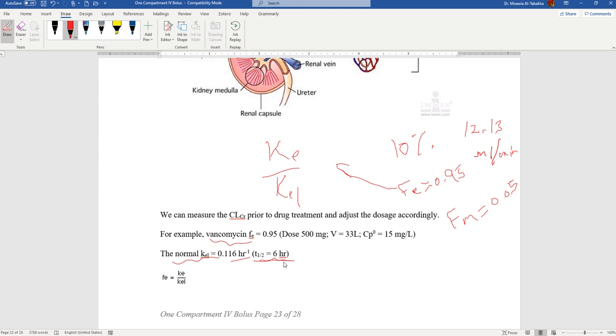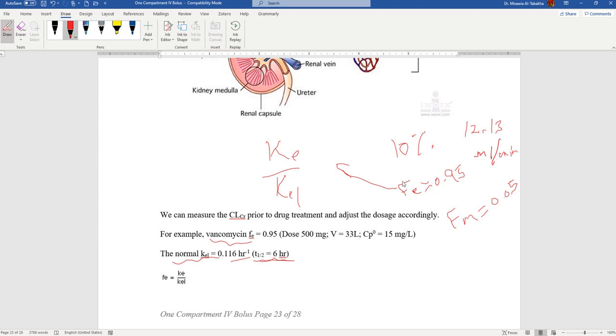In this patient who has kidney failure, the half-life will increase a lot. How did I know it is a lot? Because most of the drug is going through excretion and excretion is having a big problem. That's why I expect that the half-life will increase a lot.